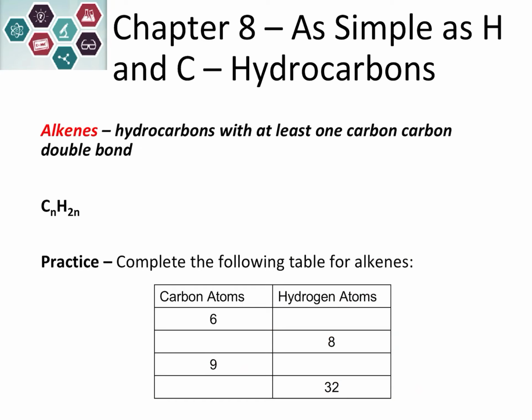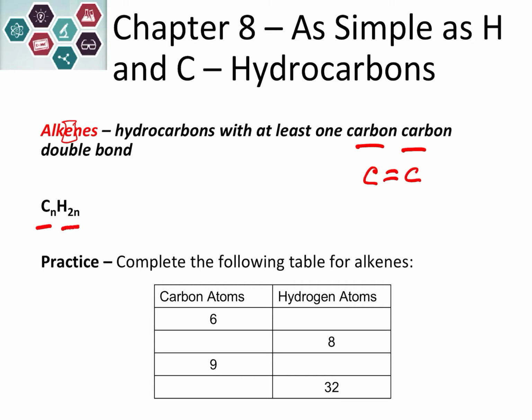The next hydrocarbon are the alkenes. So notice the A changed to an E. Alkenes are hydrocarbons that have at least 1 carbon-carbon double bond. So somewhere in our structure we have a double bond. For this to be the case, if we know the number of carbons, hydrogens are going to be just twice as many. So we're getting rid of the plus 2.